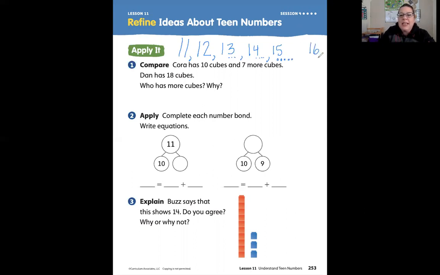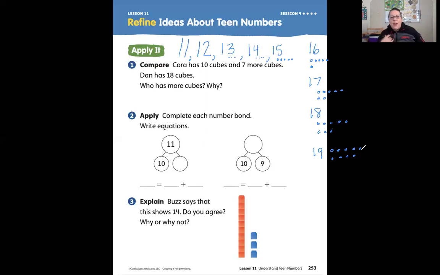16 has 1 ten and 6 ones. 17 has 1 ten and 7 ones. And 18 has 1 ten and 8 ones. And the last teen number there is 1 ten and 9 ones, which is 19. Okay, so we wrote our teen numbers.